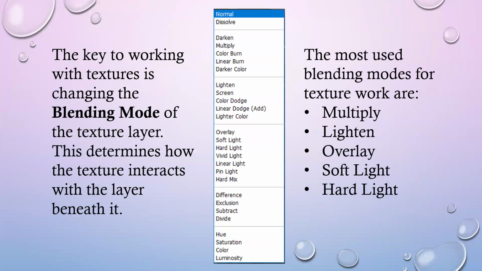The key to working with textures is changing the blending mode of the texture layer. That determines how the texture interacts with the layer beneath it. There are 5 blending modes you're going to use probably 95% of the time, and that's multiply, lighten, overlay, soft light, and hard light. You'll see how these work, and we'll talk about that a little bit more as we get into using them.